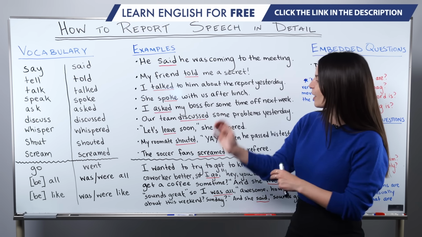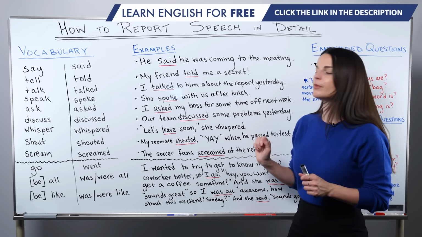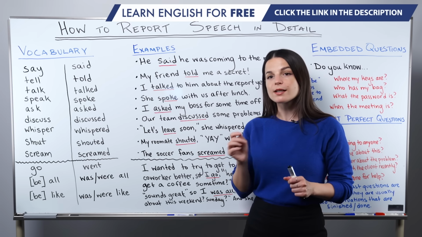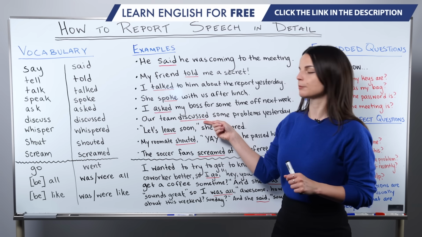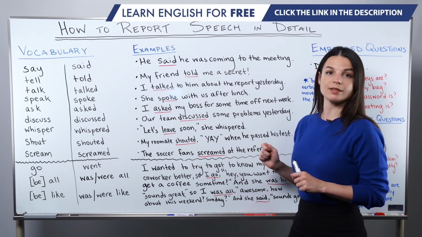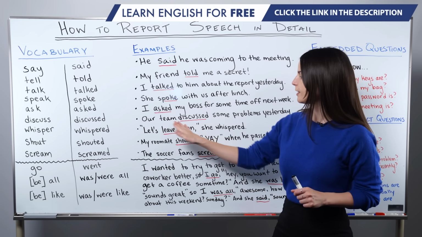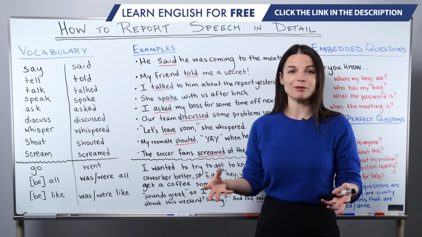So let's look at the example sentence for this. Our team discussed some problems yesterday. So here we have past tense discussed, and we have a noun phrase after it, some problems yesterday. Okay, so our team discussed some problems yesterday means our team talked about some problems yesterday.